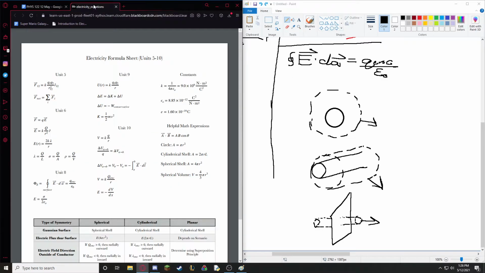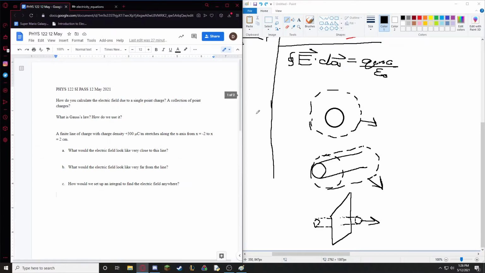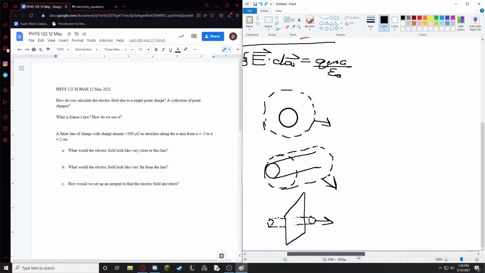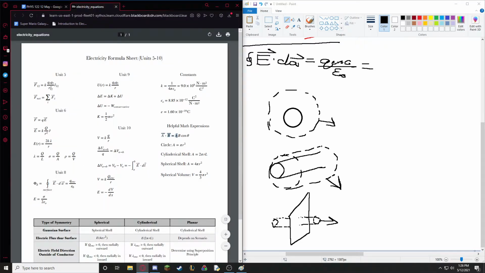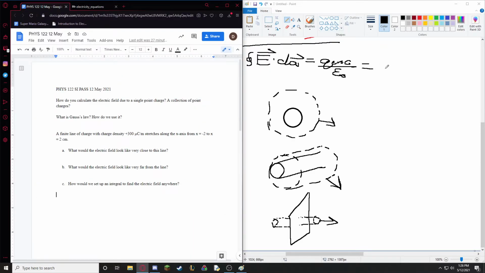How can we simplify the dot product? Give you a hint. It's in the formula sheet. The dot product of two vectors is equal to their magnitudes multiplied by the cosine of the angle between them. So we have the integral of E dA, and then we have cosine of theta.